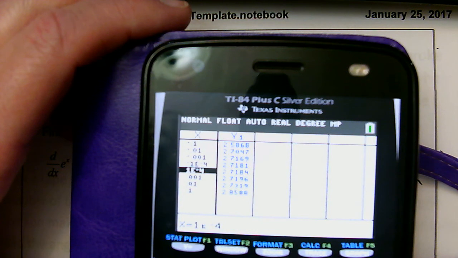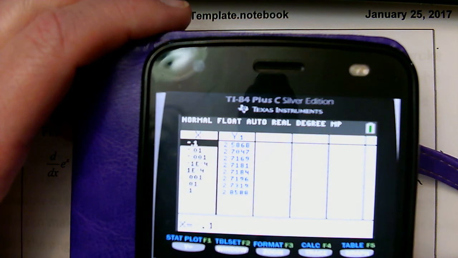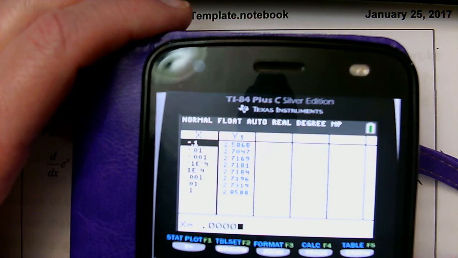Well, I guess it didn't do that, but I'm going to just try some lower values of x, or ones that are closer to 0. So I'm going to go up, and I'm just going to put negative 0.000001 and positive 0.000001.